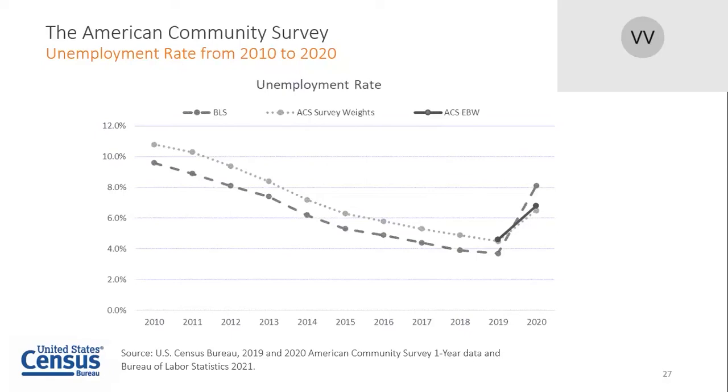So you can see that in all years throughout the 2010s, the ACS estimate was different from the BLS estimate, and that was still true in 2020 as well. But when we applied the experimental methodology, it did result in a slight increase in employment rate, but overall there was still a noticeable gap between that and the BLS officially produced estimate.